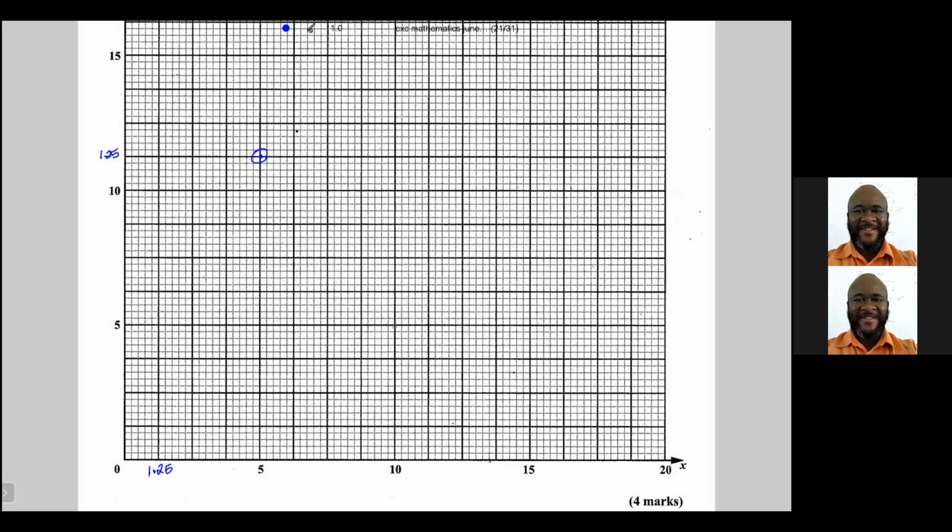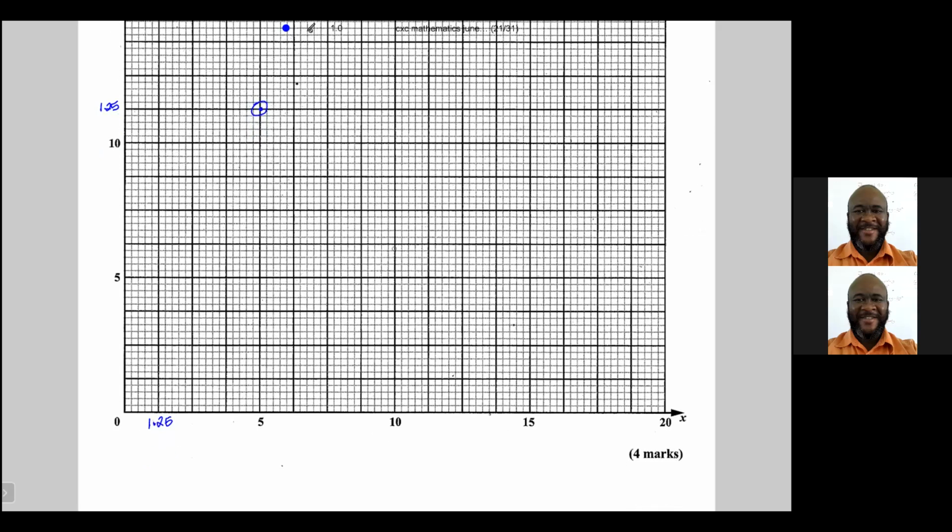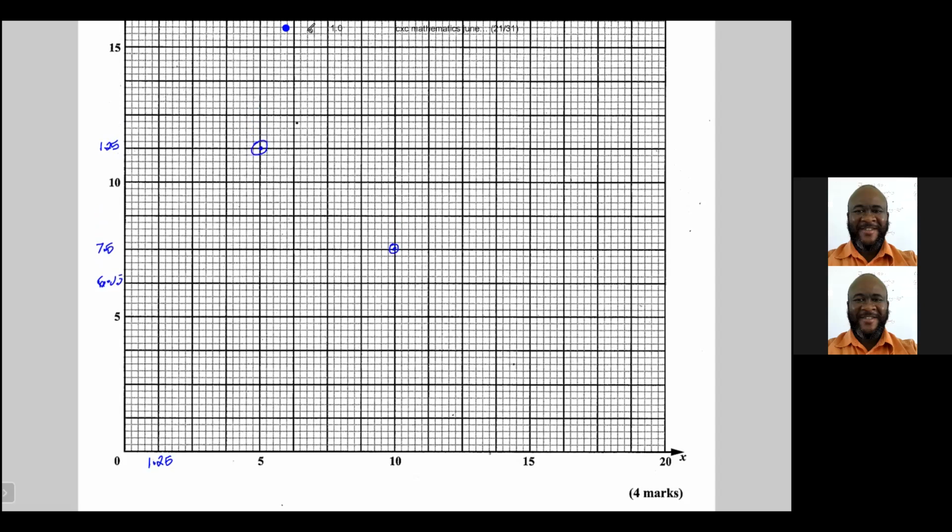So this is 10, 5, 10, 6. This is 10. Remember each of these is 1.25. So this would be 6.25. Add another 1.25, and this becomes 7.5 here. So this point is 10, 7.5. All right, so let's use a ruler and draw a straight line through those 2 points.